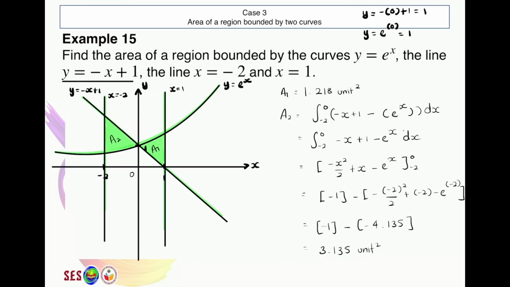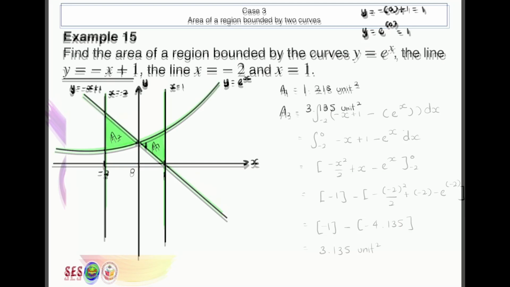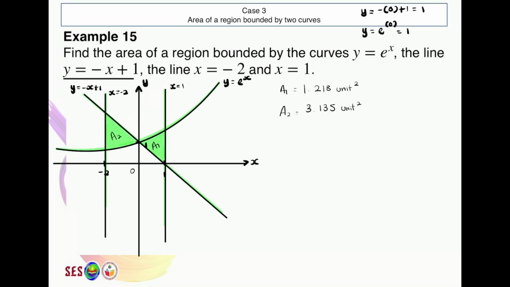Right now we're going to find the total area. We knew already our A1 and A2. Now we're going to add both areas to find the area of the region bounded by the curves. The area will be A equals A1 plus A2, because we've separated it into two parts. So 1.218 units squared plus 3.135 gives you 4.353 units squared. So this will be your final answer.